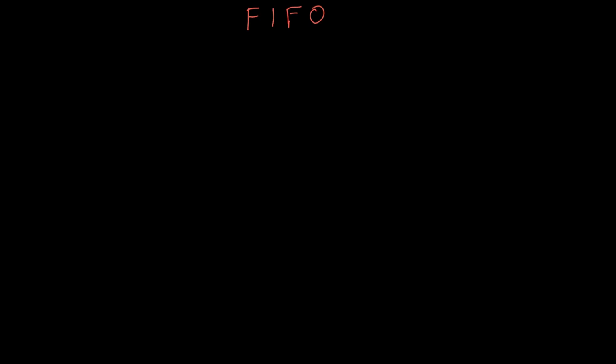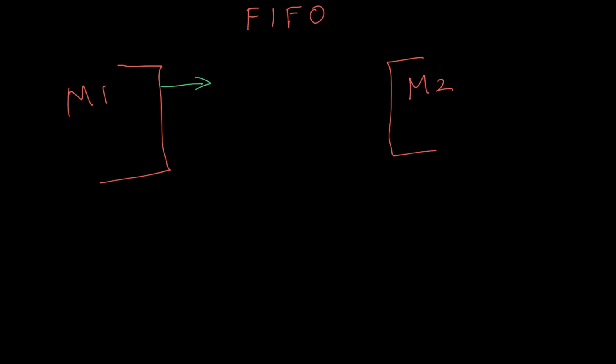Let us learn to design a FIFO, first in, first out. So let's say we have module 1 and module 2. If module 1 wants to send data to module 2, then it can use a FIFO. FIFO is like a queue, so whatever goes in first comes out first.